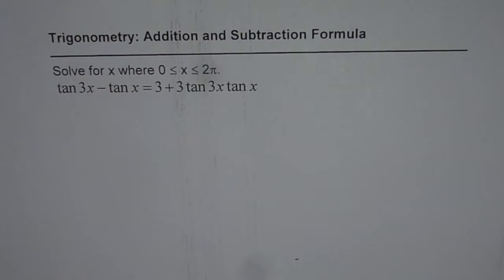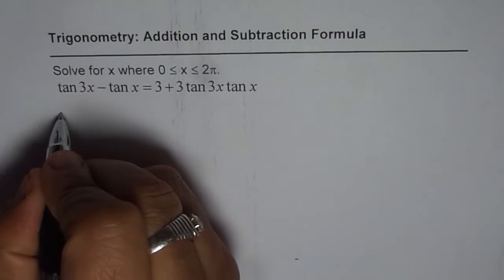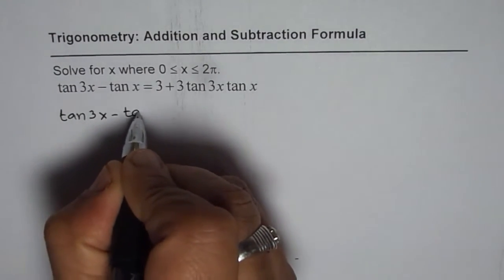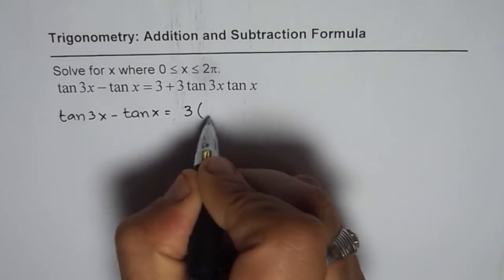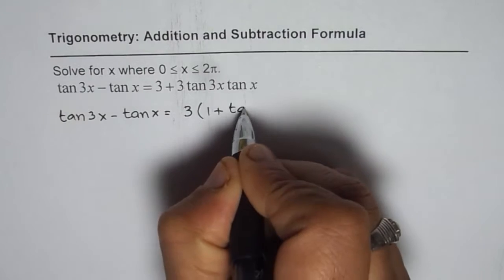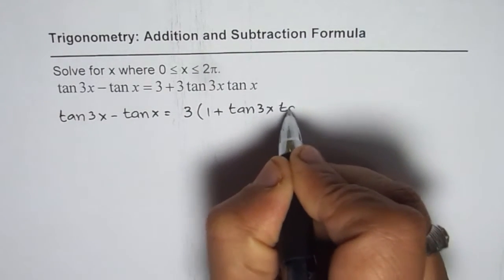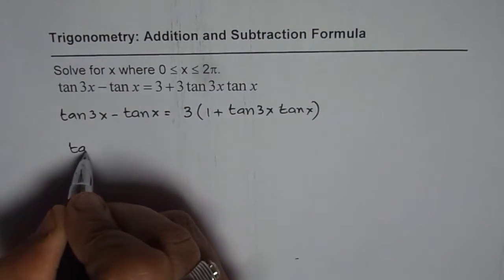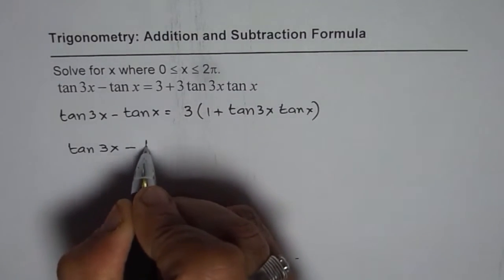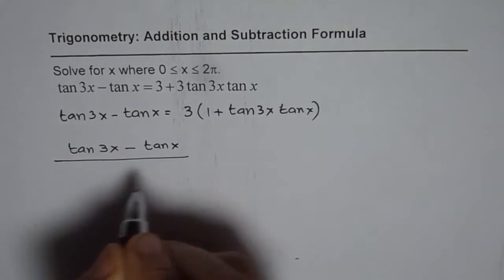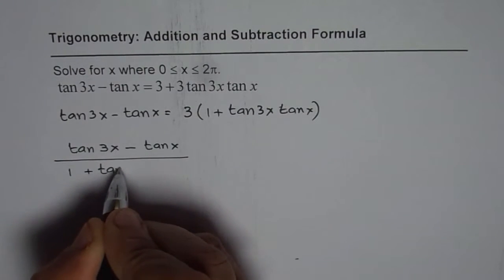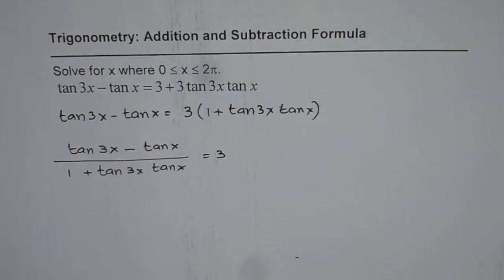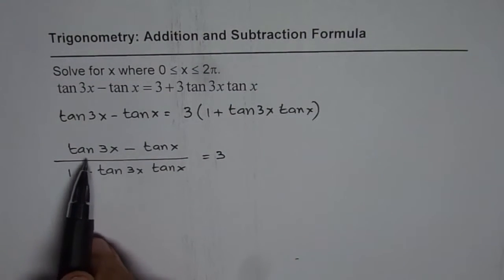tan x. So to solve this, we can rewrite the equation and factor 3 from the right side. So we get tan 3x minus tan x equals 3 times (1 plus tan 3x tan x). Now we can divide by 1 plus tan 3x tan x to get the form: tan 3x minus tan x, divided by 1 plus tan 3x tan x, equals 3.